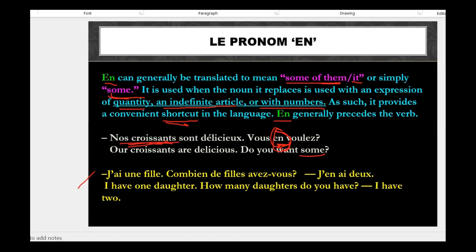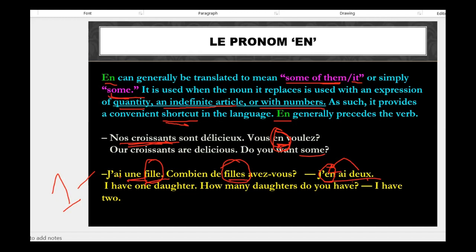The next example, j'ai une fille. Combien de filles avez-vous? I have a girl, meaning one daughter, no? I have one daughter. How many daughters do you have? Now, in this question, we are repeating. But when the person who is giving the answer says, let's say she's saying, I have two daughters, so instead of repeating fille again, she says, j'en ai deux. I have two of them.